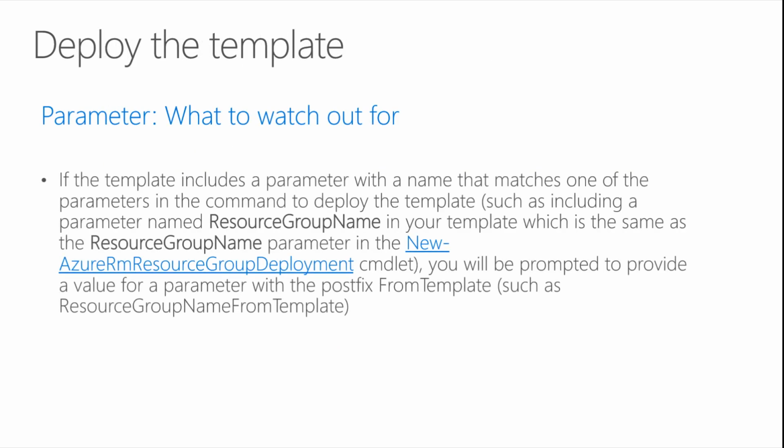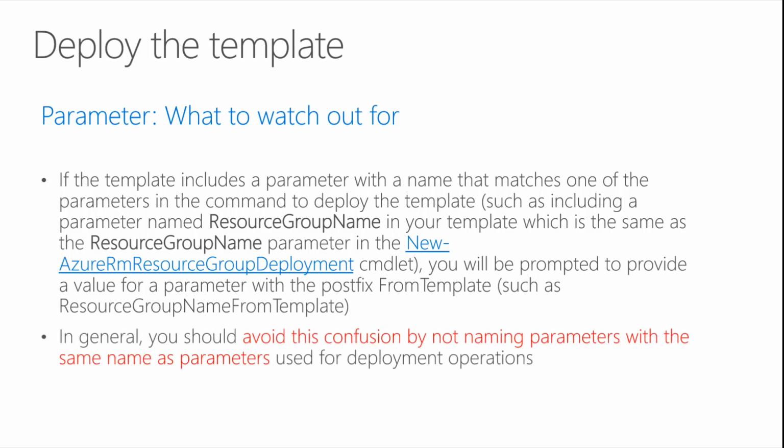And then deploying the template. So again, what to watch out for: if the template has a parameter with a name that matches one of the parameters in the command to deploy the template, such as including resource group name in your template the same as the resource group name parameter, you're going to be prompted to provide a parameter with a postfix from template, such as resource group name from template. In other words, don't use the same name. To avoid the confusion, don't name parameters with the same name as parameters used for deployment options. It will pretty much choke on you.